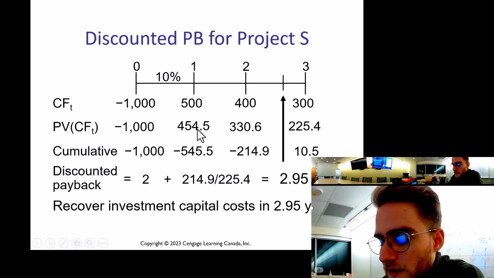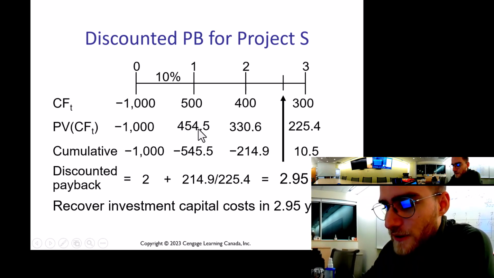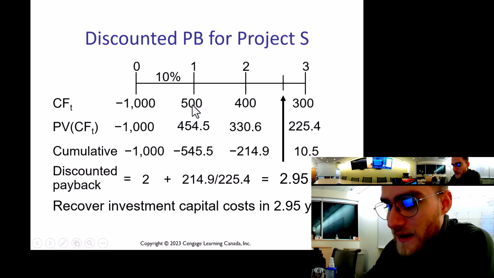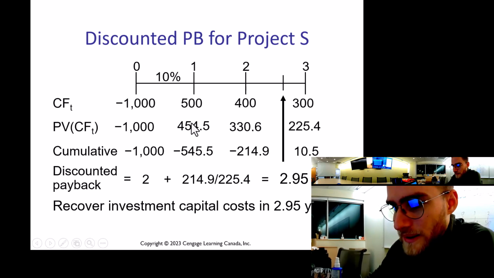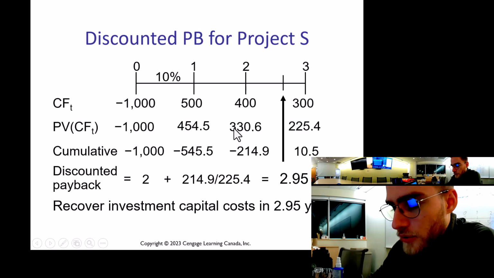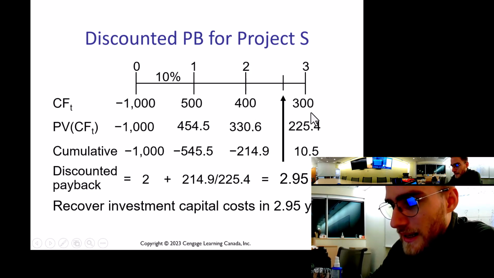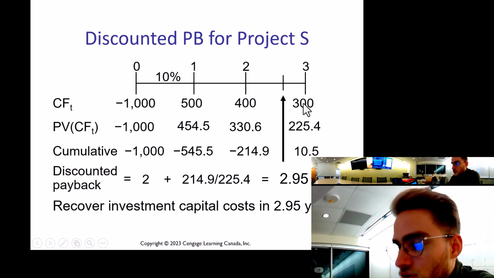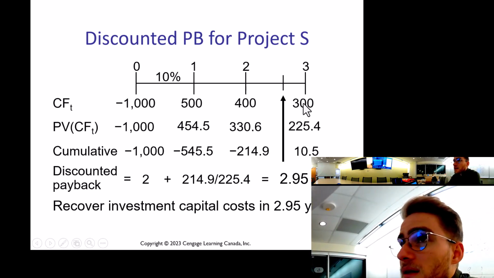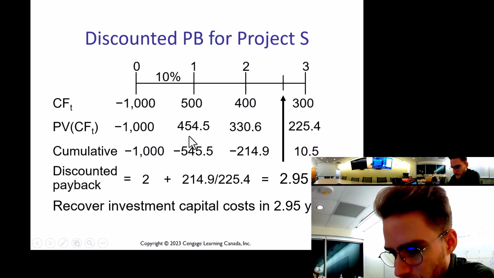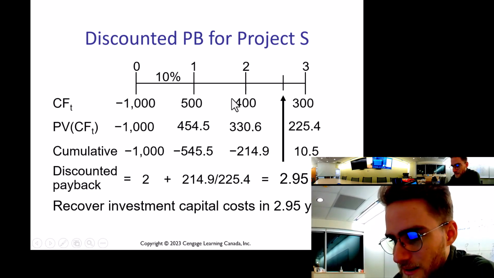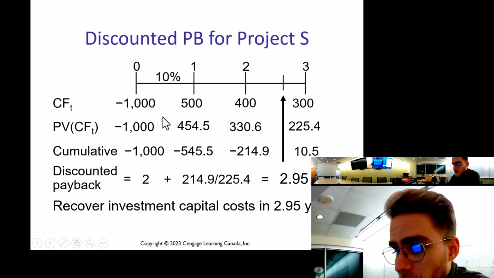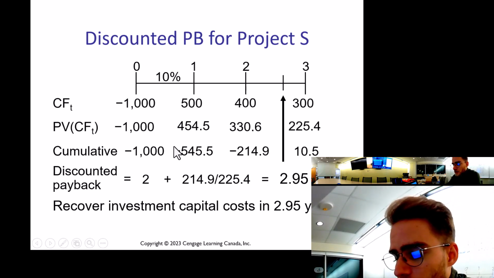$454 is the present value of $500 at 10% at 1 year. So it's the present value today. $330.60 is basically the present value of $400 today at 2 years. And $225, right, is the present value of $300 after 3 years, right? So what we're looking at here is instead of using these values for my cumulative cash flow, I'm using these values for my cumulative cash flow.